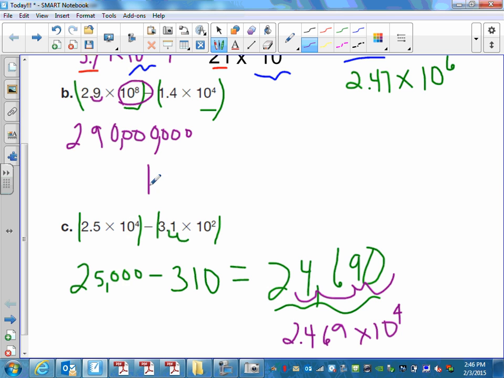And that's what I'm making you realize when we change this piece. So to write it as a 10 to the power of 4, I would go 4 spots in. So that would be 29,000 times 10 to the 4th.